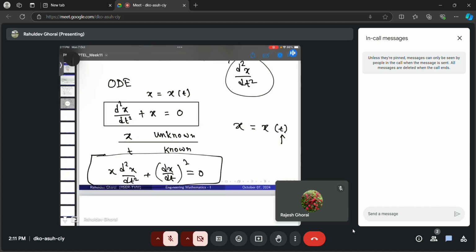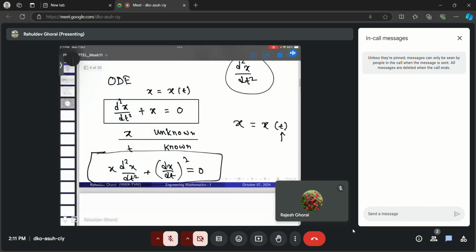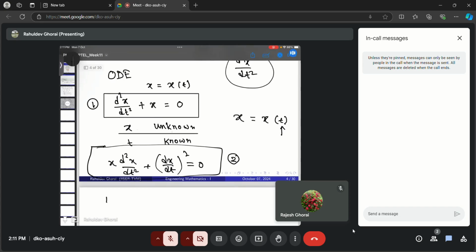Now what is the degree and order of a differential equation? The order of the differential equation is defined to be the highest order derivative it contains. Let's say I denote this one by 1 and this one by 2. Then for the first one, what is the highest order derivative?